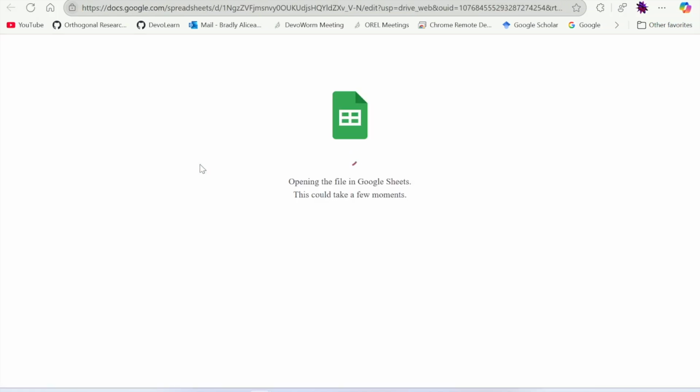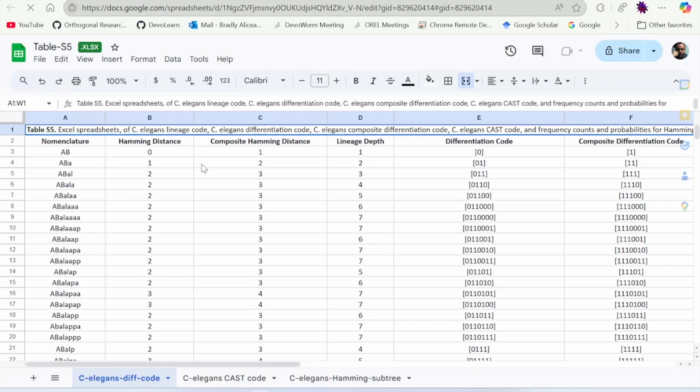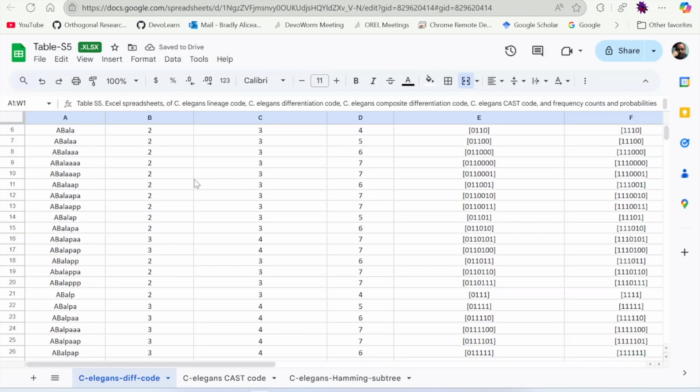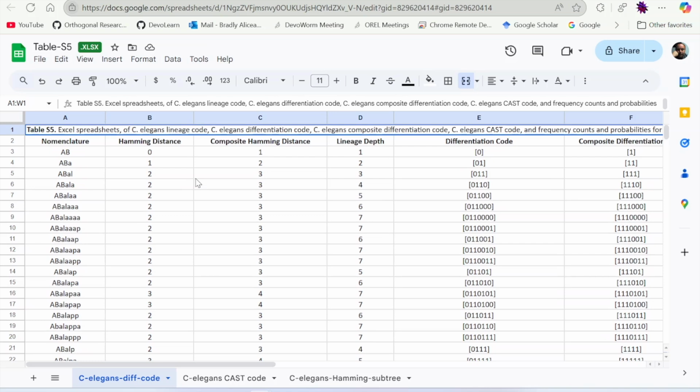If we go to table 5, this is actually for C. elegans. So now we can see how this works in C. elegans. We have nomenclature on the left, which of course we recognize AB and its sublineage, and then we have P1 and its sublineage, and all the cells in the developmental lineage tree. And so we have a few more measures in here. We have, of course, a Hamming distance, a composite Hamming distance, and of course a lineage depth.